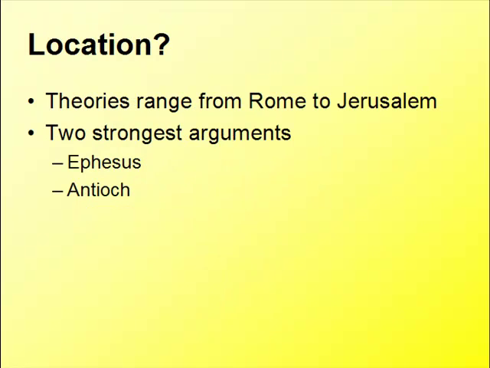As far as the location for Luke's community, the theories range pretty much between Rome and Jerusalem and everything in between, but perhaps the strongest arguments can be made for Ephesus, which would be in western Anatolia or modern-day Turkey, and then Antioch, which would be the far corner of Turkey on the border of Syria, both of which are relatively large cities in this period and appear to have had large Christian communities.